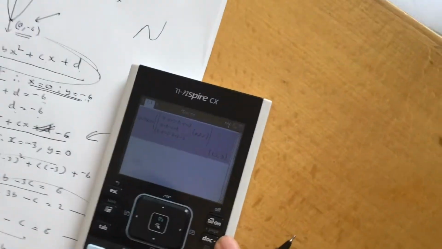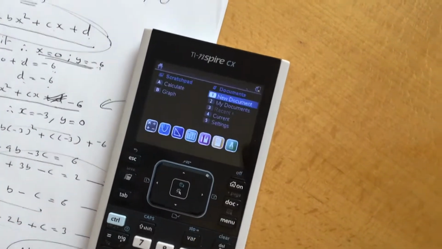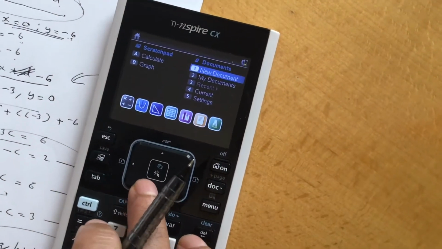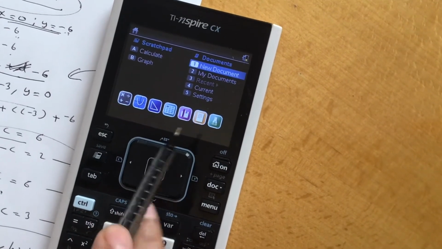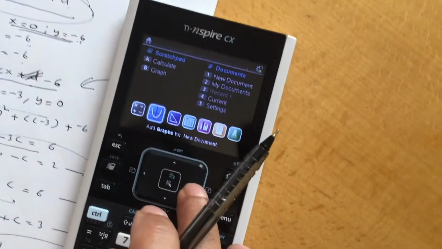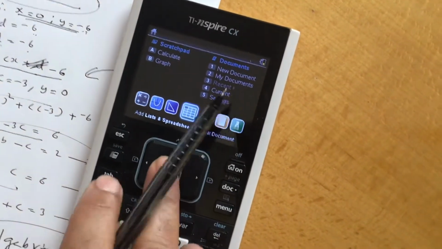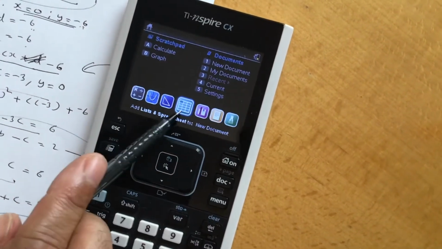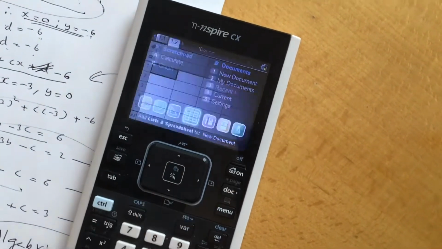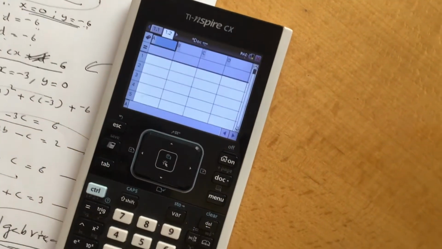We did that while the lesson was being taught. So I go to the home button, and this time I need the list and spreadsheet. So you need to choose list and spreadsheet. You see I have chosen that. Then you should go up to column A.